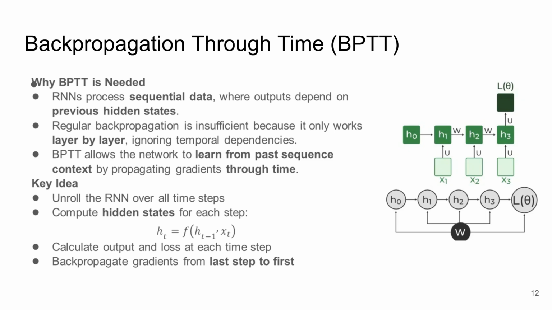Here's how BPTT works in principle. First, we unroll the RNN over all time steps. Remember the unfolding concept? This turns the recurrent structure into something that looks like a deep feed-forward network. Then we compute hidden states for each step going forward through the sequence. We calculate the output and loss at every time step. Finally, we backpropagate errors from the last time step all the way back to the first, updating weights as we go. This backward pass is crucial because it accounts for how early inputs affect outputs far down the sequence.